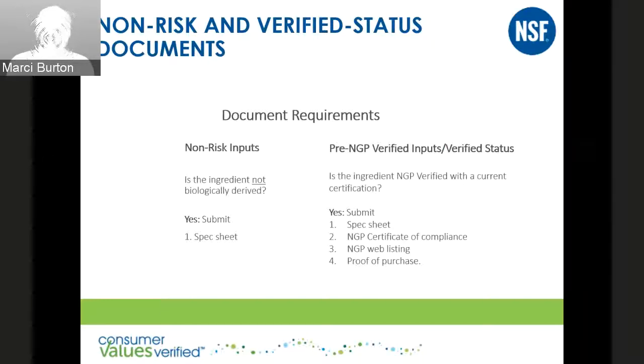That's pretty simple. For anything that's already non-GMO project verified, we just need to get the specification sheet to show which product you're using in your formulas. We get the non-GMO certificate of compliance, their summary or their web listing of the product that's verified, and then we'll get proof of purchase, either if you're purchasing it now or if you plan to purchase it, you can confirm that you'll submit that.